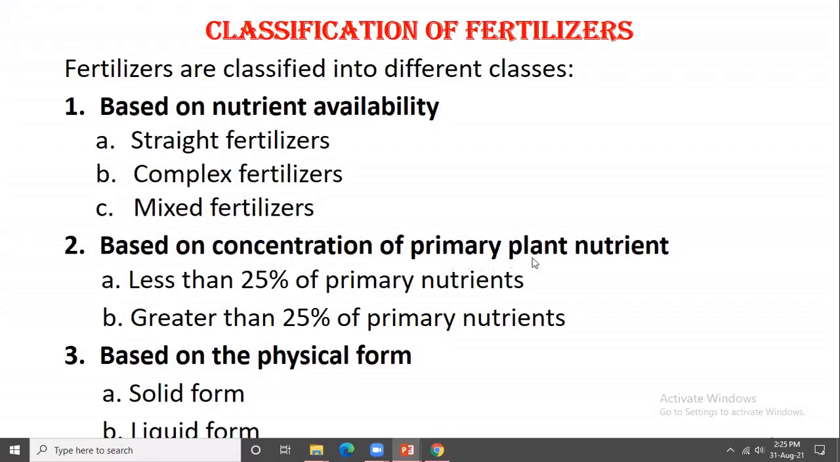The second classification is based on the concentration of primary plant nutrients. Less than 25% of primary nutrients means the amount of primary nutrients in the fertilizer is less than 25%. This is the concentration. Then greater than 25% of primary nutrients means a fertilizer can have above 25% primary nutrients. So there are two types based on concentration. Then based on physical form, solid form or liquid form. Some fertilizers are in solid form, but other fertilizers are in liquid form. Both, these are two types.